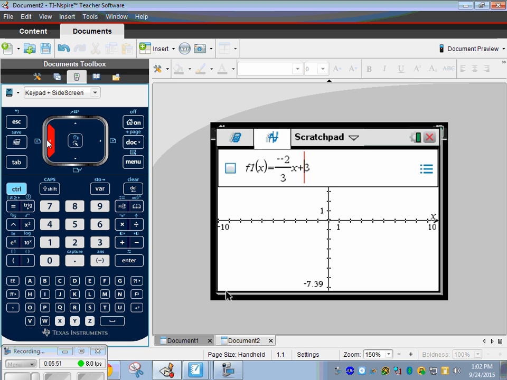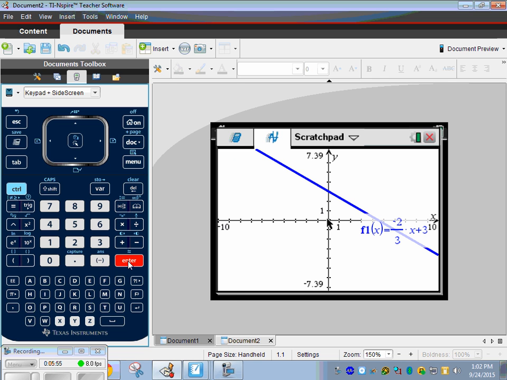Thanks, guys. That would have messed me up. So I just go delete that. All right, and then press enter, and you get a line like this.